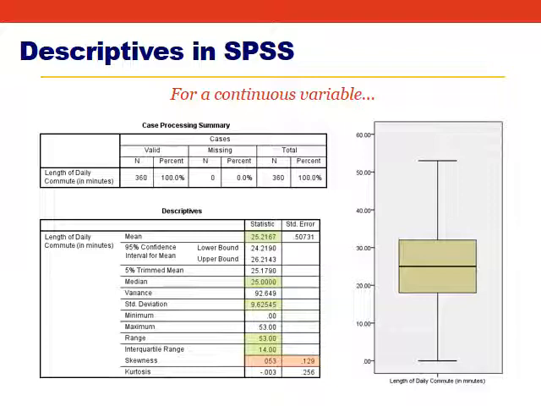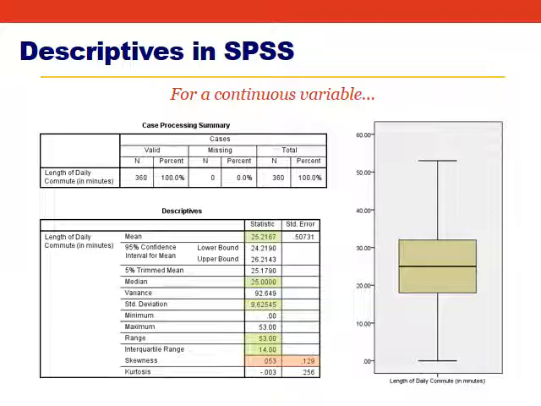The bottom of our box is our Q1. Again, I'm eyeballing that. It looks like it's about 18 minutes. The height of our box is going to be our IQR. So we know that the IQR is 14 minutes, so our box is 14 minutes tall.